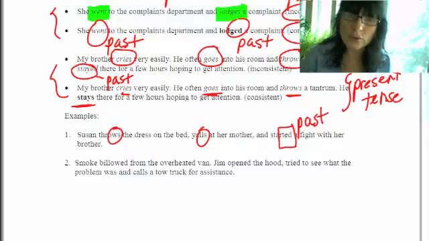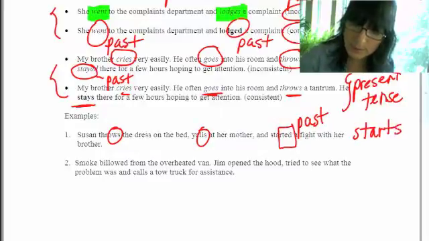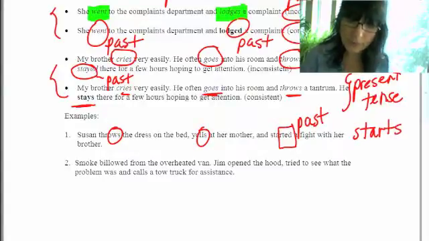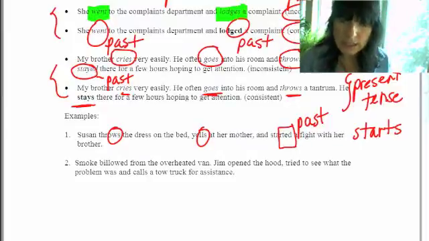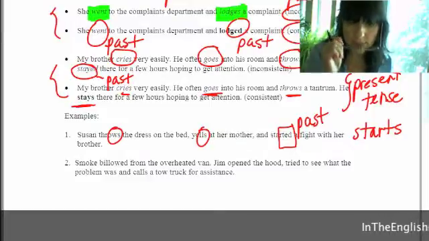So there are 2 things you could do. You could either make them all in the past or all in the present. Now, since 2 of the verbs are in the present, you probably wanted to speak in the present, so I would change this one to the present tense. Susan throws the dress on the bed, yells at her mother, and starts a fight with her brother. Or if you wanted to talk about something that happened last week, then you would put them all in the past. Susan threw her dress on the bed, yelled at her mother, and started a fight with her brother. So all 3 need to be consistent.